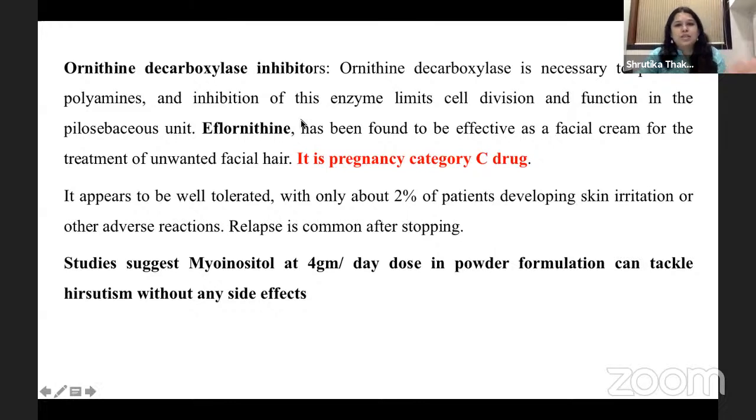Now, what can we do as gynecologists? Maybe we can prescribe Myo-Inositol. I'm going to talk more in detail later on about how Myo-Inositol is going to reduce androgen levels, but at a dose of 4 grams per day, it does reduce the androgenic influence. So always you should keep your patient's expectation realistic.